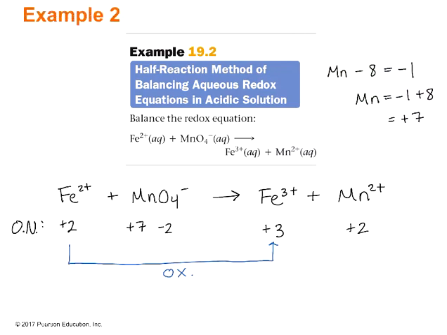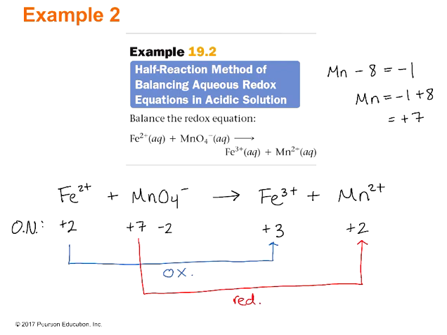And then let's look at the other 2 elements here. We have manganese and oxygen. Now oxygen doesn't appear in the products, so we're going to ignore it for now. We'll come back to that later. So let's look at manganese, since we do have manganese in both the reactants and the products. Manganese initially starts out with an oxidation number of plus 7, and then that becomes plus 2 in the products. So is manganese gaining or losing electrons? Gaining. So is it oxidized or reduced? Reduced. Great.